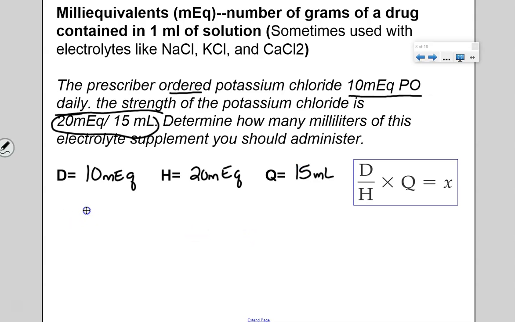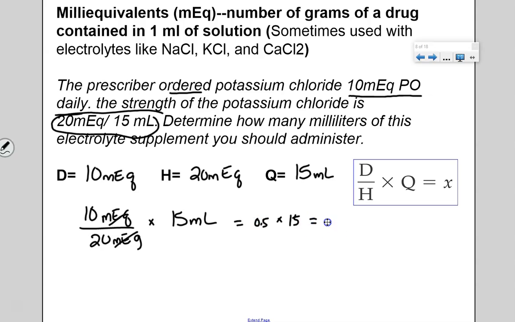So let's go ahead and set up the problem. We've got 10 milliequivalents divided by 20 milliequivalents, and we're going to times it by the 15 milliliters. Now, milliequivalents will cancel, so I know my answer is going to be in milliliters. Now, doing the math, 1 divided by 20 would give me 0.5, and I'm going to multiply that by 15, which would give me 7.5, and checking back, my unit would be milliliters.